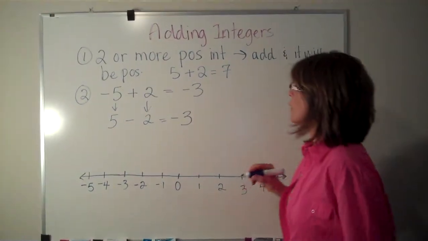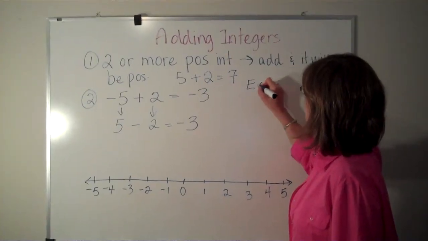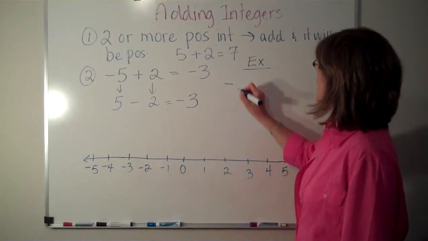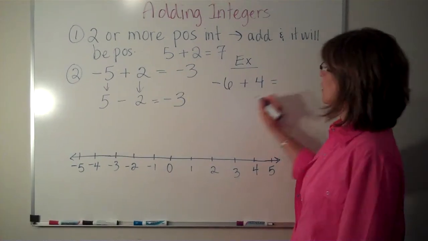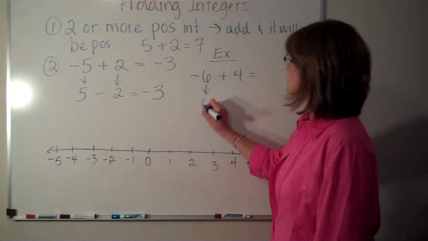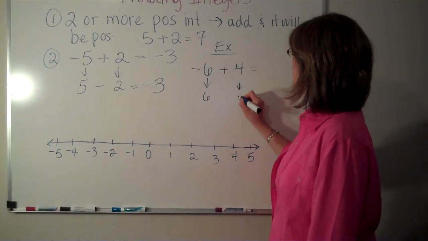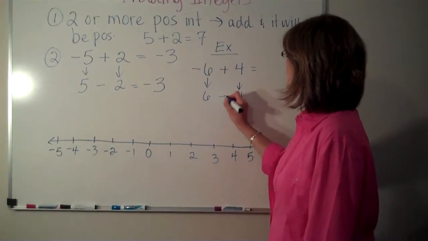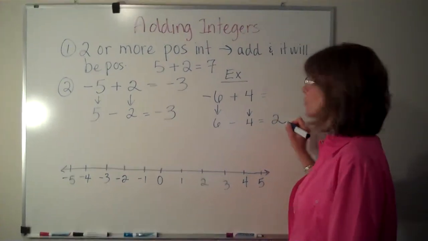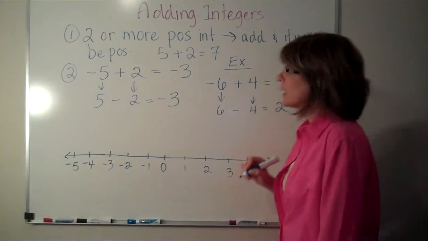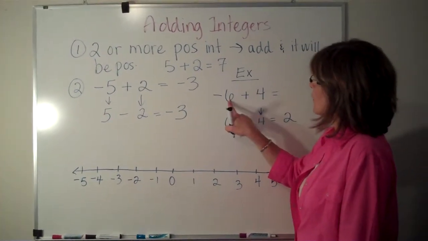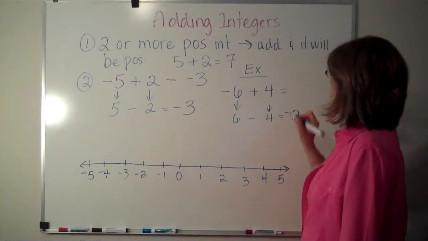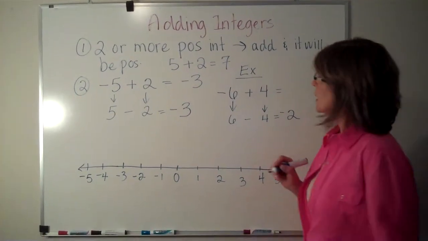So let's just do another one as an example, just to be sure you understand that. What happens if I have negative 6 plus 4? Absolute value of negative 6 is 6. Absolute value of 4 is 4. I subtract. I get 2. Will 2 be positive or negative? Which one of these has a bigger absolute value? This one. It's negative, so my answer is negative.